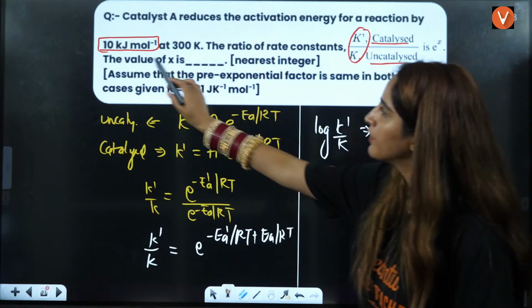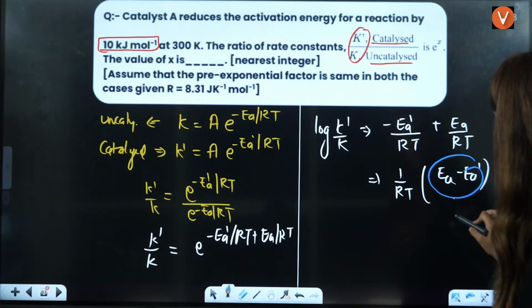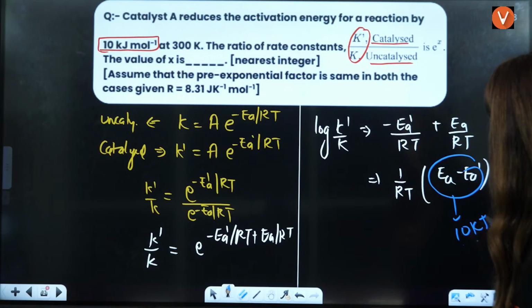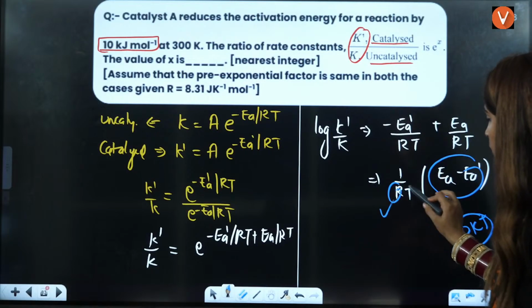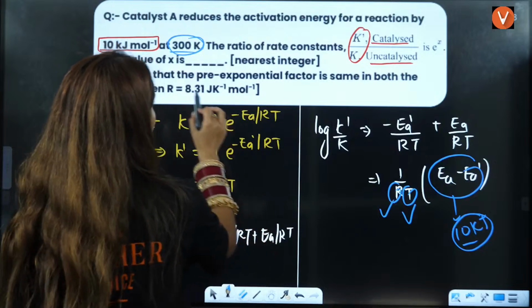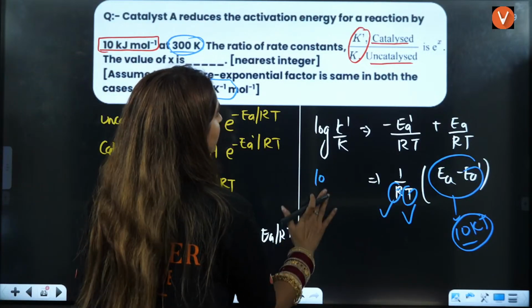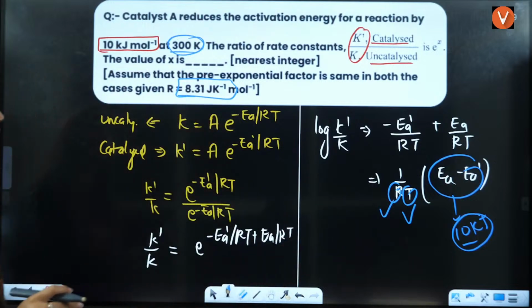They have already given this to be 10 kilojoule. So you just need to put the value here, 10 kilojoule. R you know, T you know, temperature is given to be 300, and R is 8.314. Then you can easily calculate the value of log of k dash by k, and k dash by k is e raised to power something.